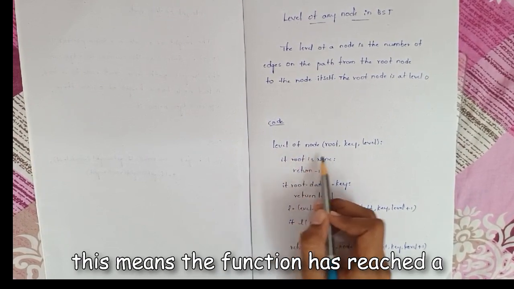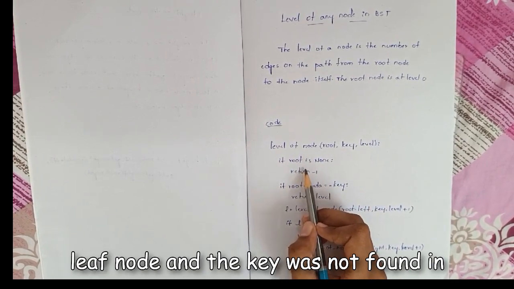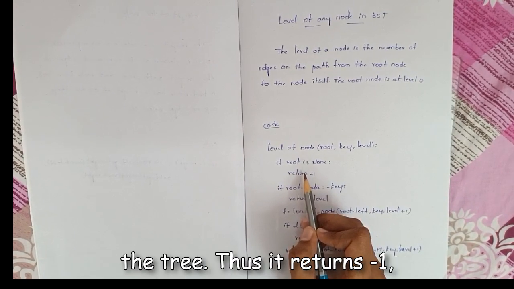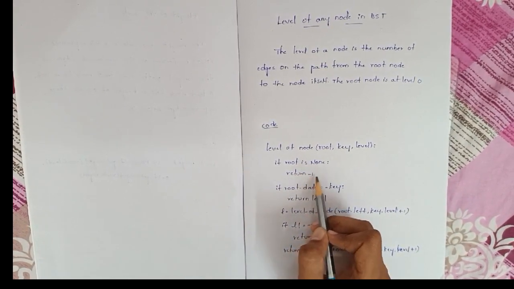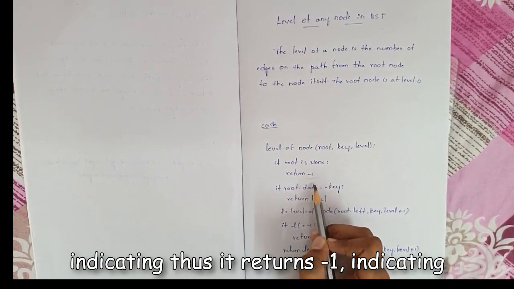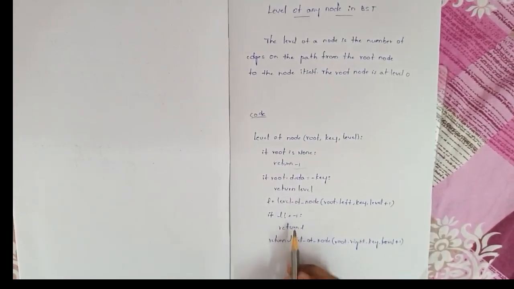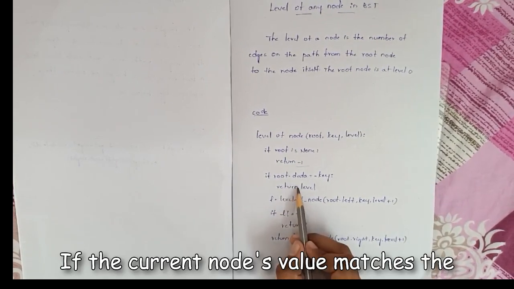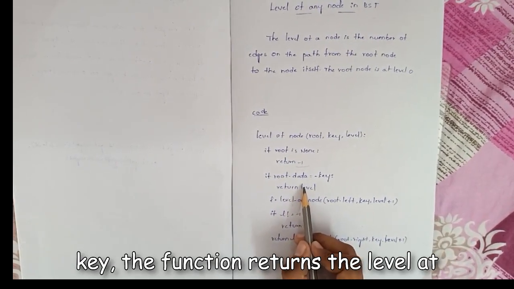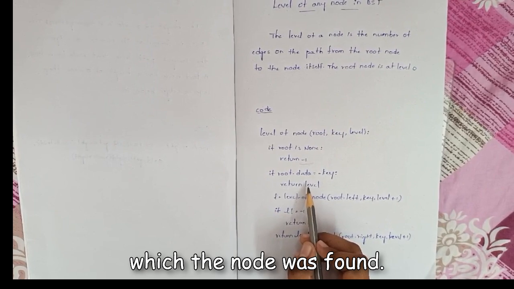If root is none, this means the function has reached a leaf node and the key was not found in the tree. Thus it returns -1, indicating the key is not present in the tree. If the current node's value matches the key, the function returns the level at which the node was found.